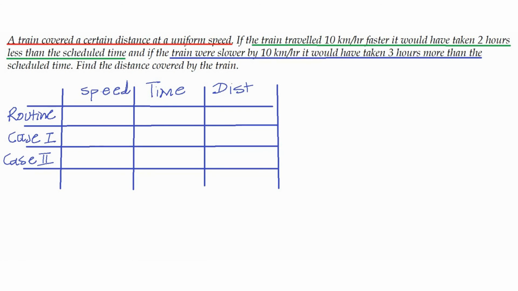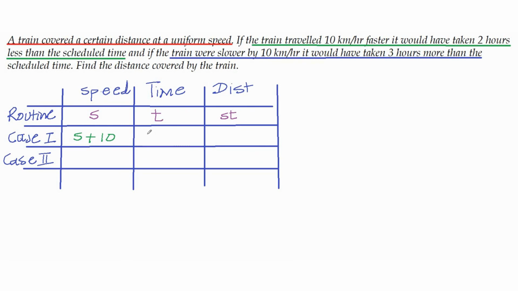So let's consider the following table. Let's assume that the routine speed is s and the routine time taken for the journey is t, and therefore we know that the distance is s into t, right? Distance is speed into time. Now if the train traveled 10 kilometers per hour faster, so now I'm considering the case where you are traveling 10 kilometers per hour faster. So the speed would be s plus 10, right? The speed became s plus 10 kilometers per hour.